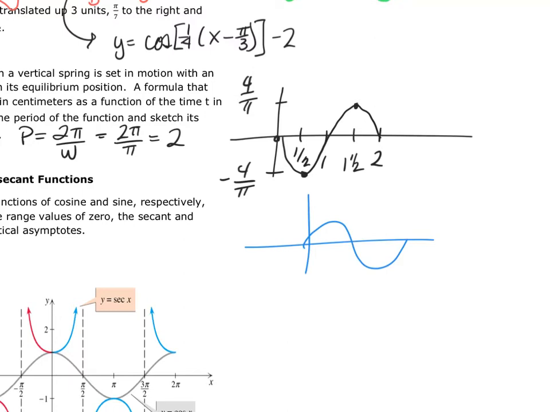The intervals of increasing would be from 1/2 to 1.5, but at the maxima or minima, we are neither increasing nor decreasing. So that is a question that could come up.